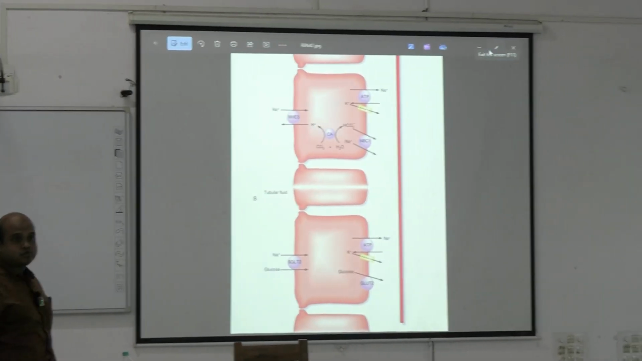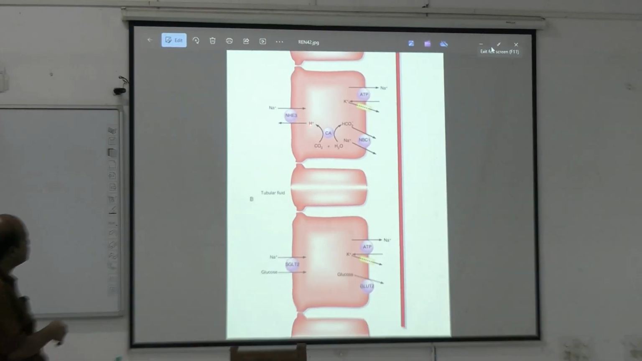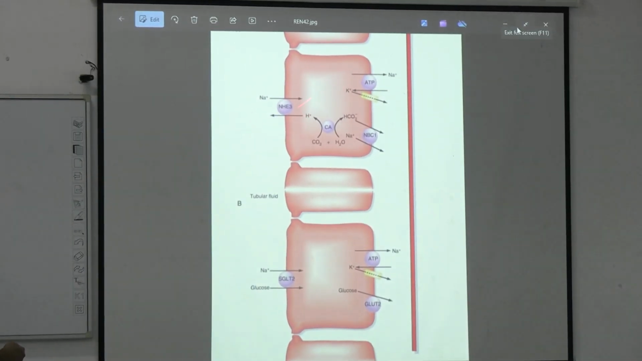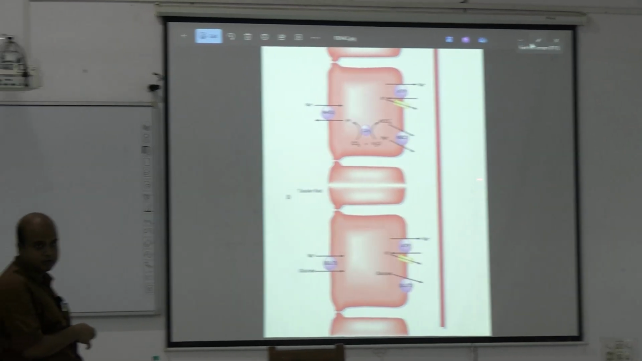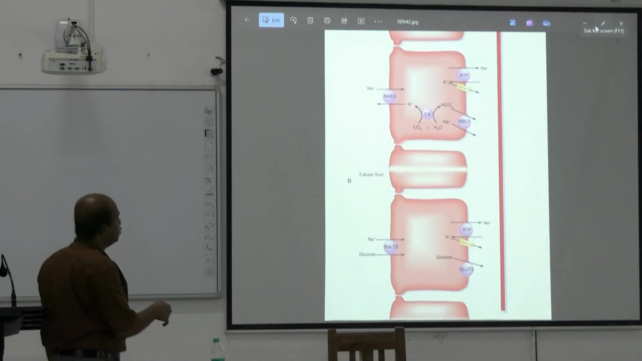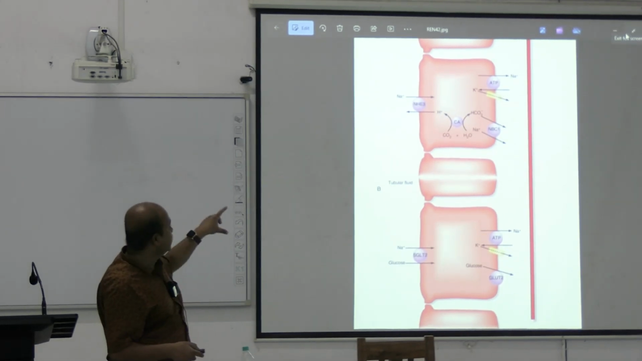Now this is actually how the reabsorption of proteins and other substances happens. See, sodium, we have already spoken about the sodium-hydrogen antiporter. This is the first part of the proximal tubule, the first half. So what is going on?